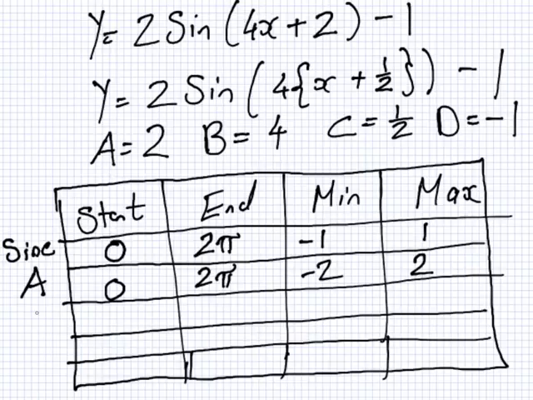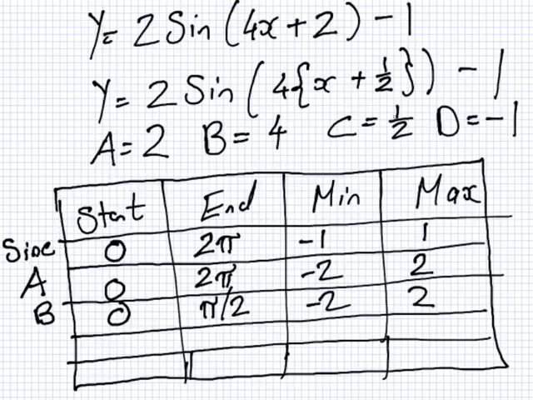Now, let's look at the B. What is the effect of the B? It compresses. So it still starts at 0, but it doesn't finish at 2 pi. It finishes sooner than 2 pi. Where would it finish? Half pi, because it's compressed 4 times on the x-axis. So it finishes 4 times sooner. Does the height change? No. So here we're still at minus 2 and 2.